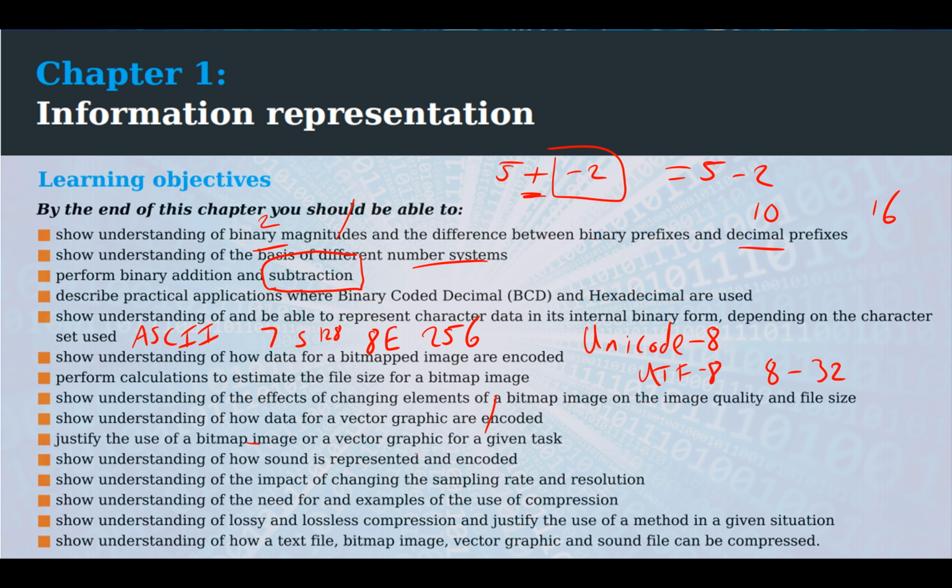Then we want to understand what a vector graphic is, and also how data for a vector graphic is represented, or encoded. Then we want to say, what's the advantage of a bitmap? What's the advantage of a vector? And when would they be used?